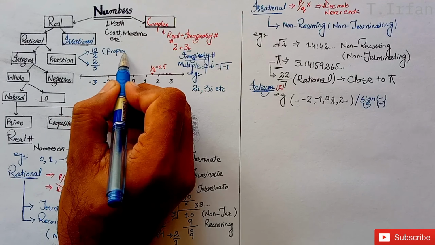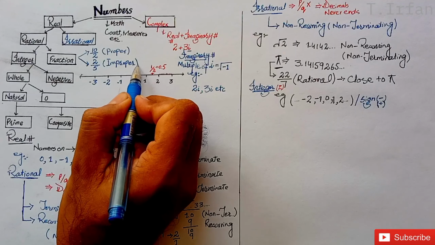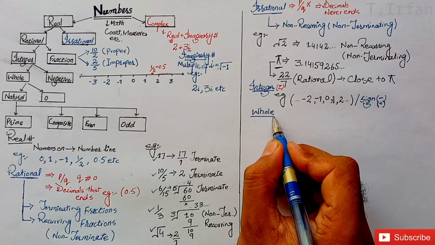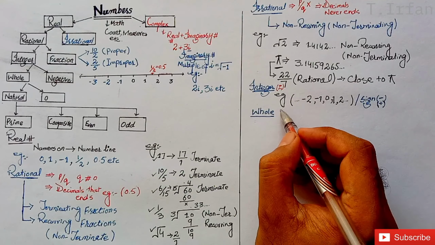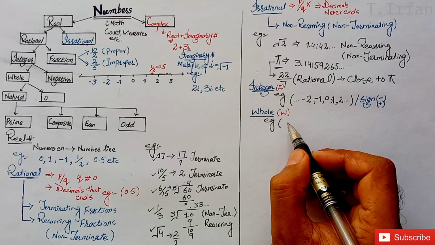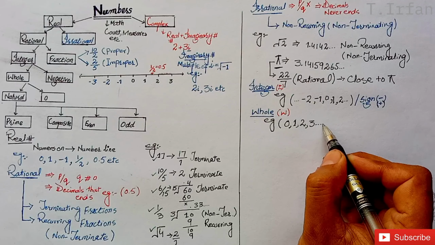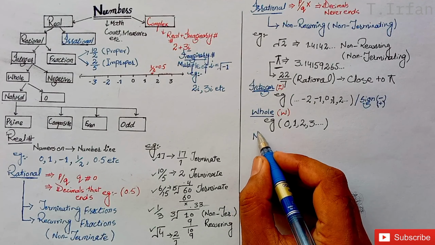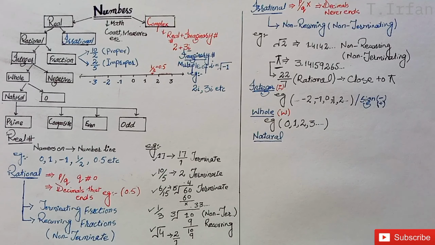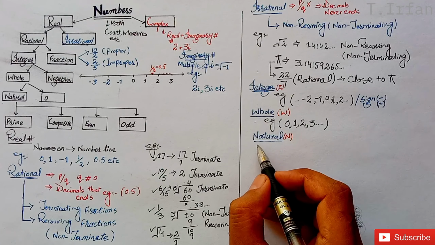Proper fractions are those where the numerator is less than the denominator, and improper fractions are those where the numerator is greater. Whole numbers, which are represented by W. These are the numbers including 0 and +1 onwards. Natural numbers, which are represented by N. These are the numbers including +1 onwards.